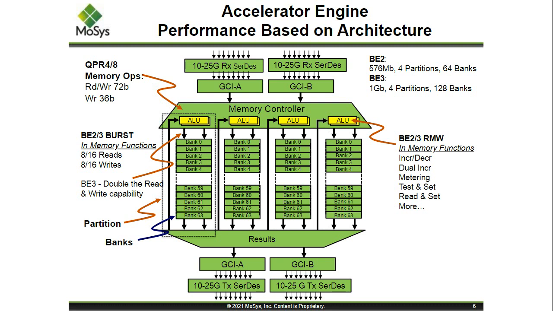So in the smaller device, the 576 megabit device, there are 64 banks per partition. In the larger devices, the 1 gigabit devices, there's twice that. There's 128 banks of memory within each partition. Again, we'll relate as to why we did things like that in future slides, but that does add to the architectural benefits of access and throughput of the device.